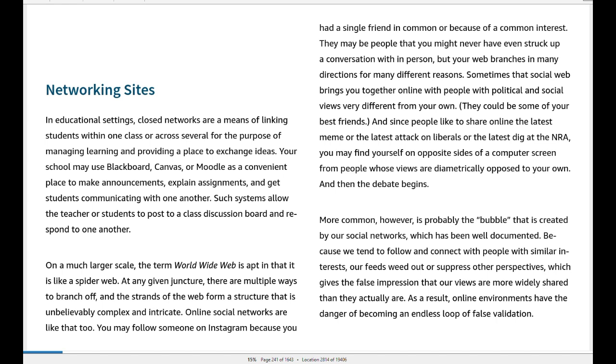More common, however, is probably the bubble that is created by our social networks, which has been well documented. Because we tend to follow and connect with people with similar interests, our feeds weed out or suppress other perspectives, which gives the false impression that our views are more widely shared than they actually are. As a result, online environments have the danger of becoming an endless loop of false validation.